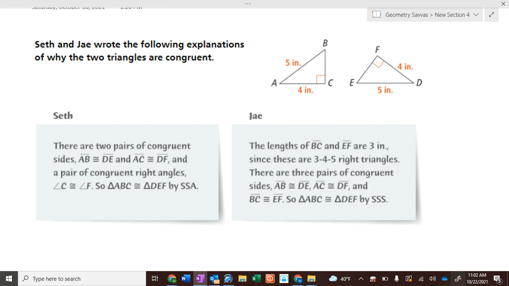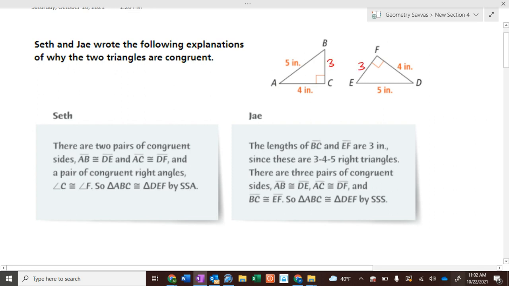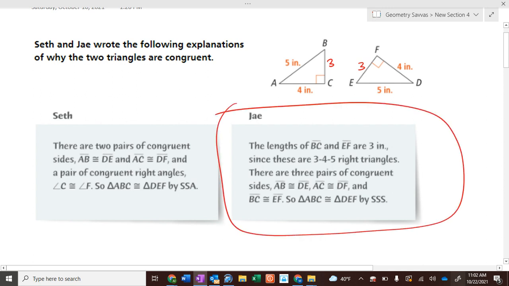Now, Jay, on the other hand, says, well, I know by the Pythagorean theorem that c squared equals a squared plus b squared. And b would have to be 3. Okay? So that side has to be 3. So if this is 3 and this is 3, then those triangles are congruent by side, side, side. Yep. I like Jay's thinking. Now, Seth is sort of right, but you can't use side, side, angle.